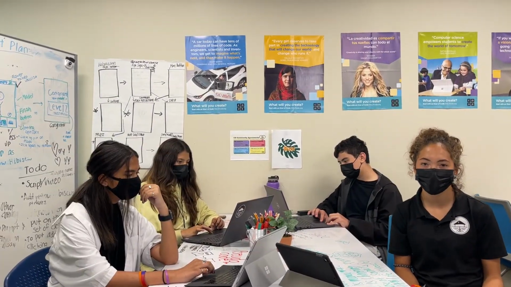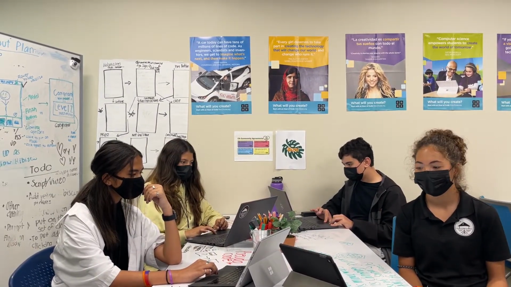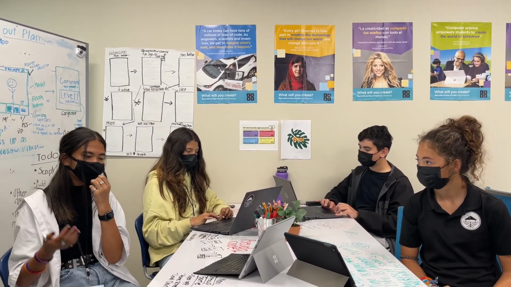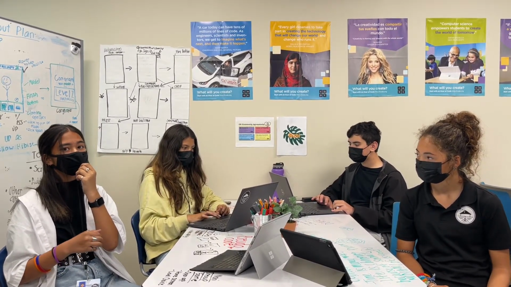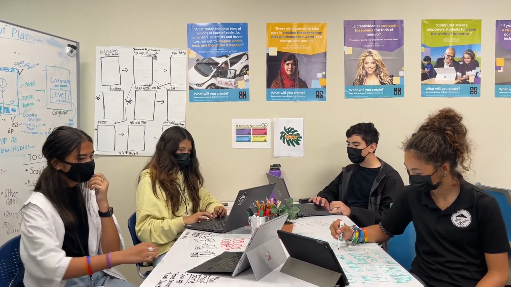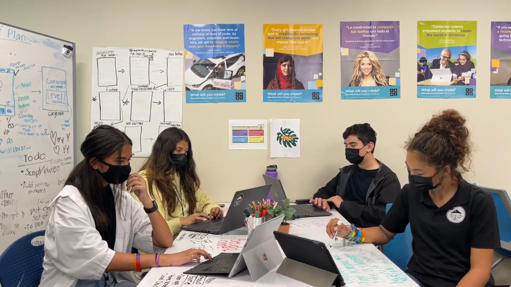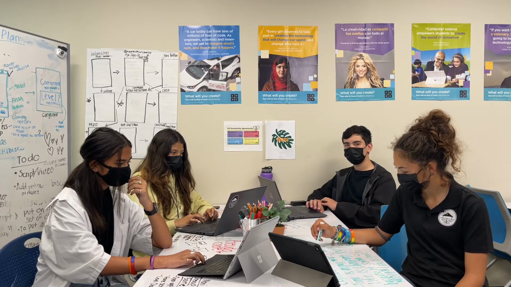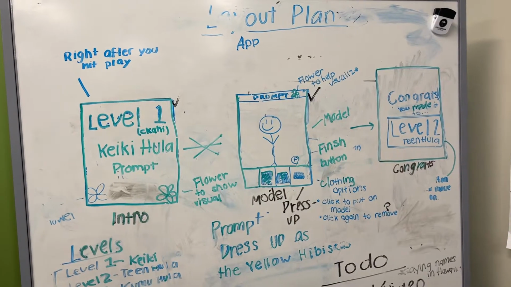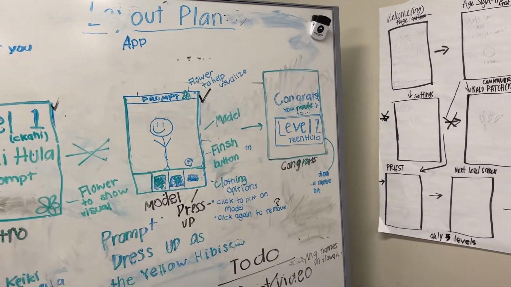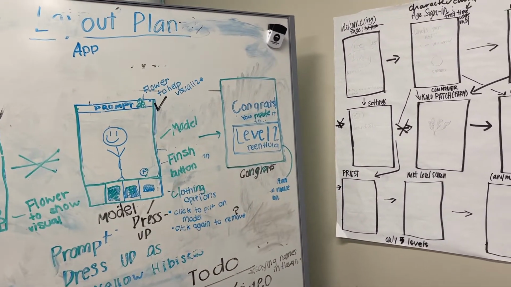To start, we use the problem-solving process that computer scientists use: define, prepare, try, and reflect. To define our problem, we used a design thinking approach and we discovered the big problem. Hawaiian culture is currently underrepresented in social media and apps. As we are a team of Hawaiian students, we know how this underrepresentation causes us to feel disconnected from our culture. We sketched a wireframe of our app and used pseudocode to plan out how the app would work. Then we were ready to start coding.